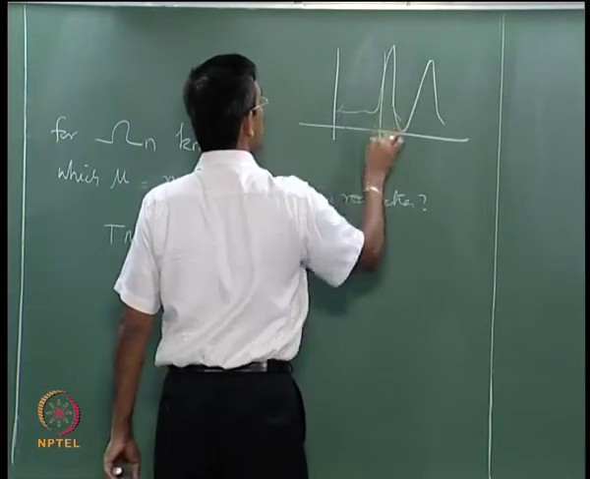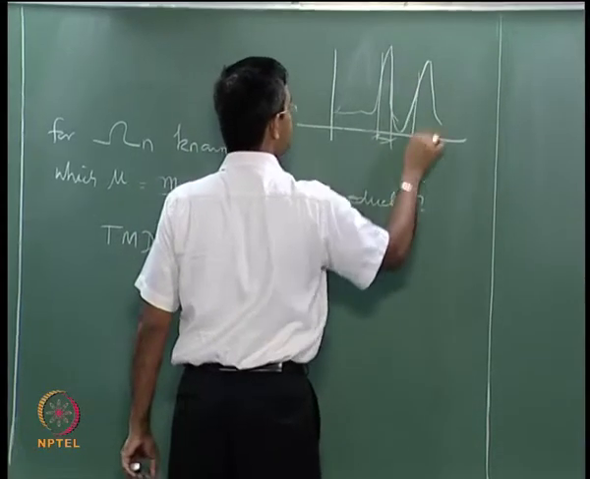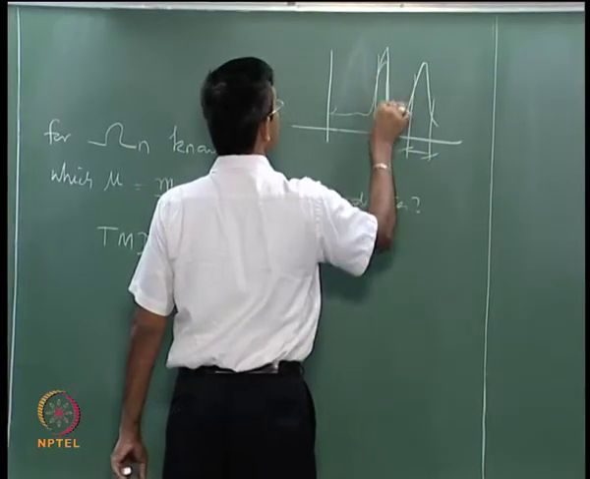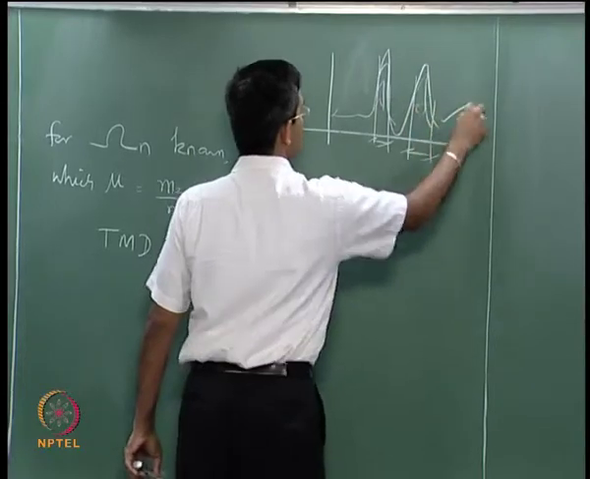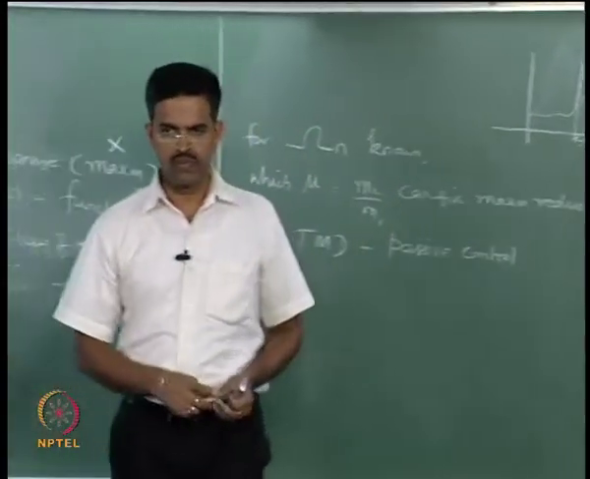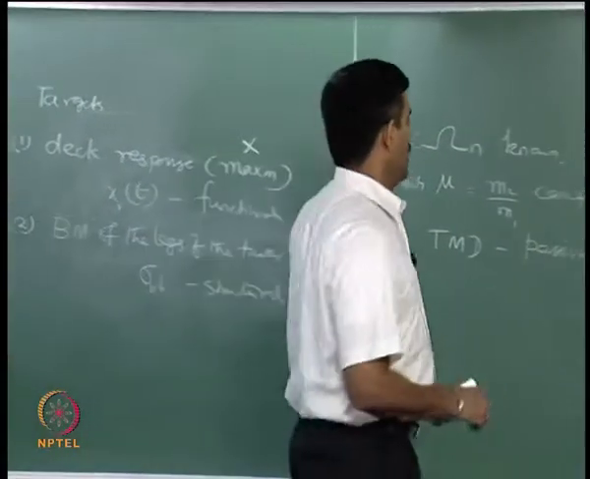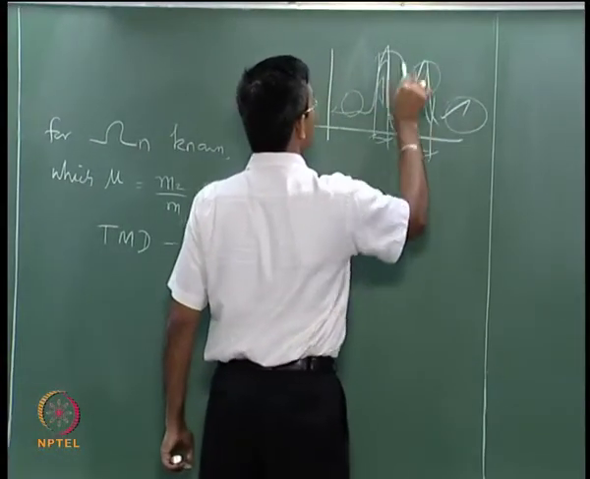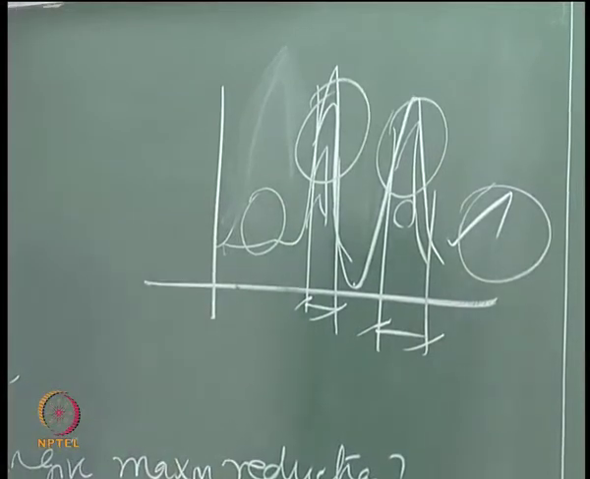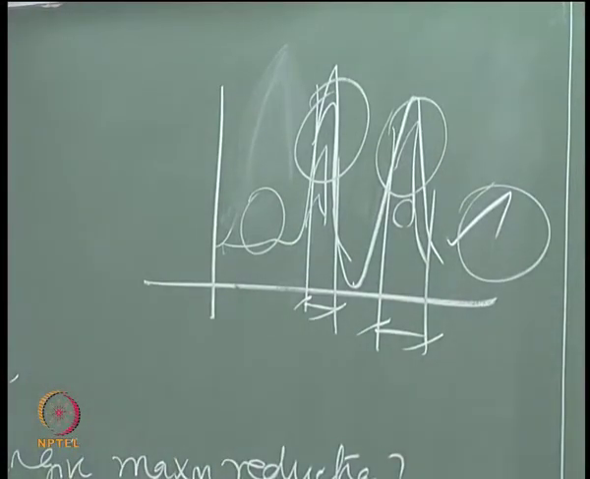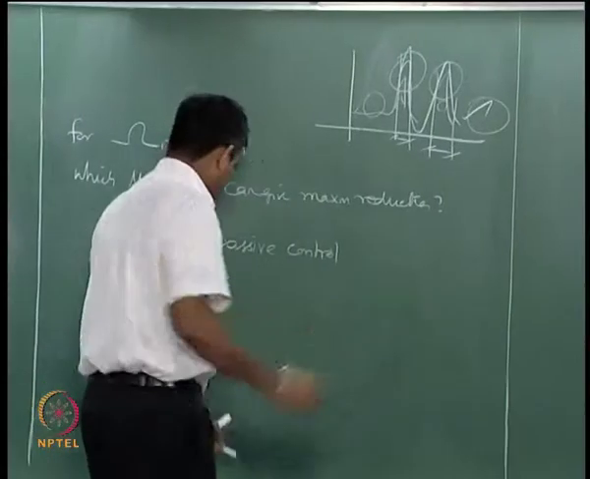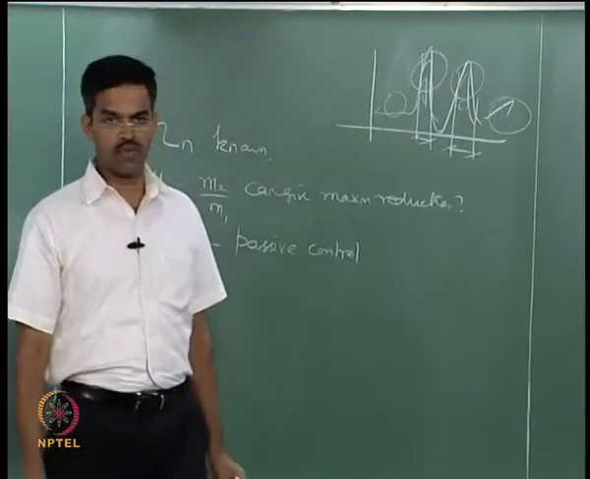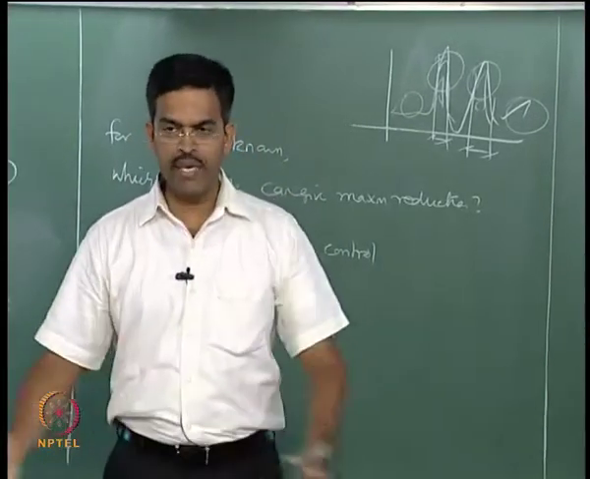So, only in these bandwidths the chosen ratios of mu will remain effective. Lower than this, and higher than this, TMD will play no role in controlling the response. So, that is very important to understand. You cannot actually plan a passive control mechanism for a wide range of frequency.